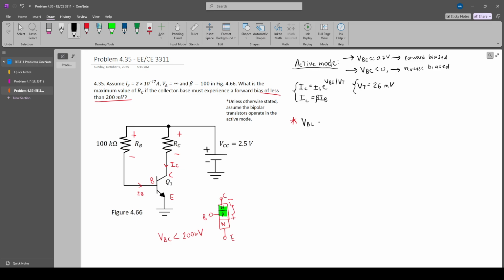V_BC has to be less than 200 millivolts, right? Which is equivalent to saying that V_BC has to be less than 0.2 volts, right? And let's call this equation 1. This expression, equation 1, is our first expression.